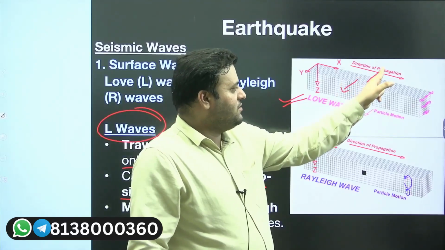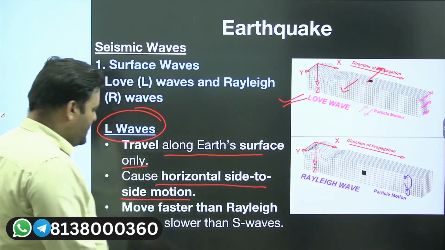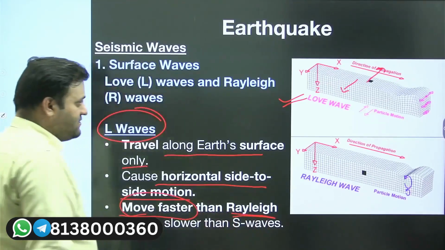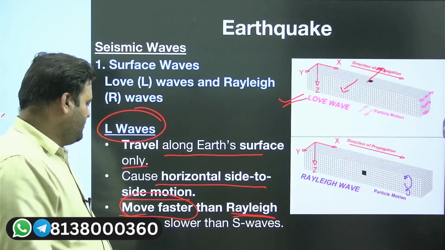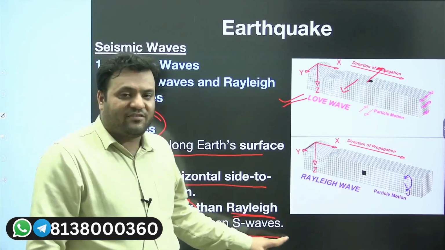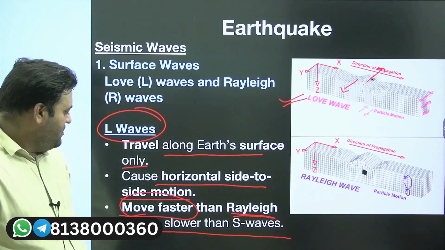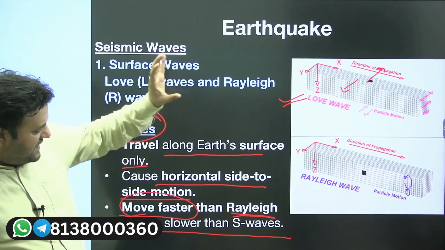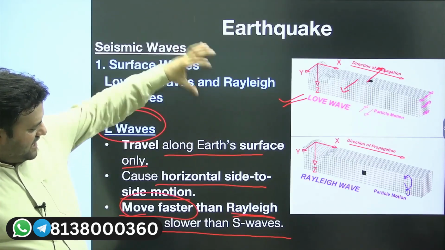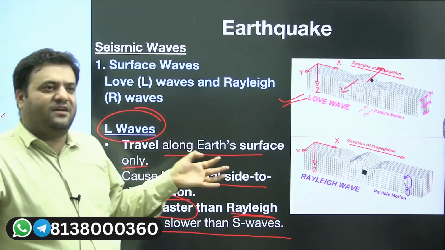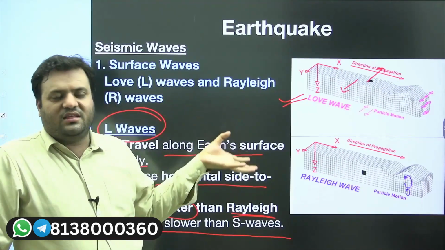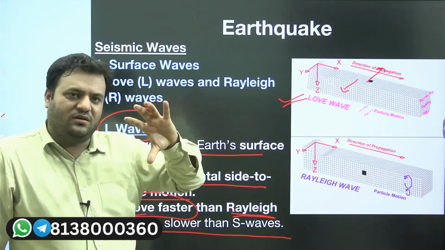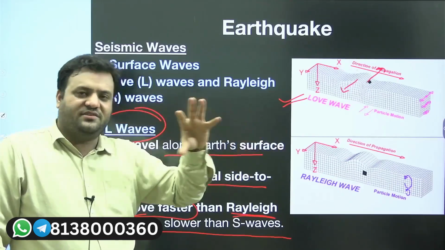I hope you remember, side to side motion will be there, and it will move faster than the Rayleigh wave. L wave is faster than R wave, but it is slower than S wave. Again, this particular L wave is faster than R wave, but collectively, this L wave is slower than S wave. That means they are the slower ones. I hope you have clarity about the discussion of body waves and surface waves.